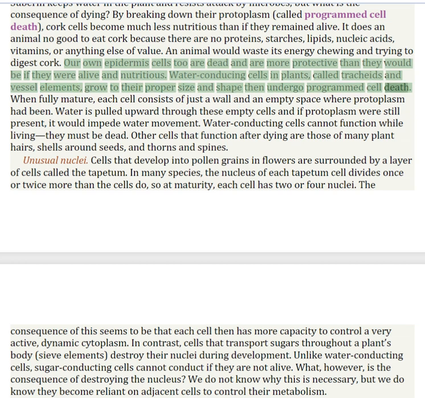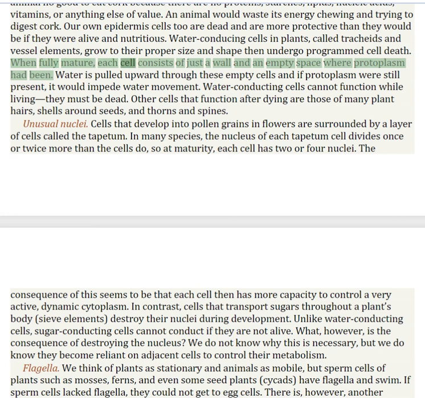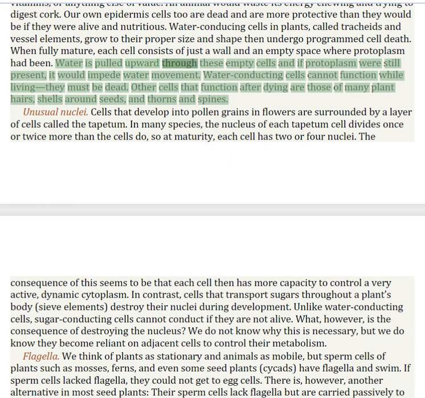Water-conducting cells in plants, called tracheids and vessel elements, grow to their proper size and shape, then undergo programmed cell death. When fully mature, each cell consists of just a wall and an empty space where protoplasm had been. Water is pulled upward through these empty cells, and if protoplasm were still present, it would impede water movement.